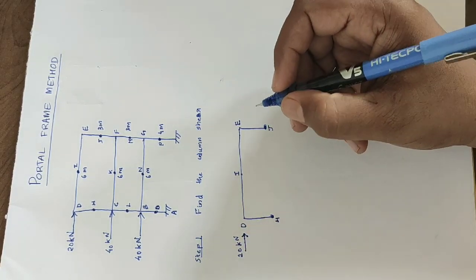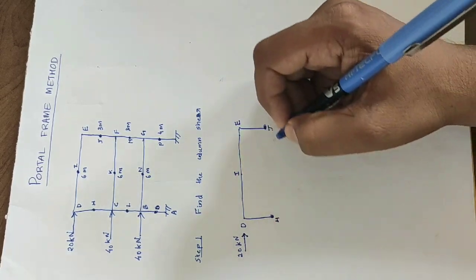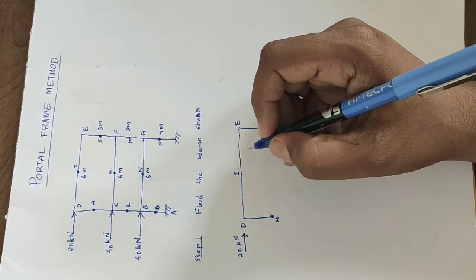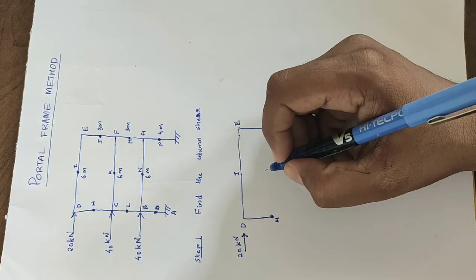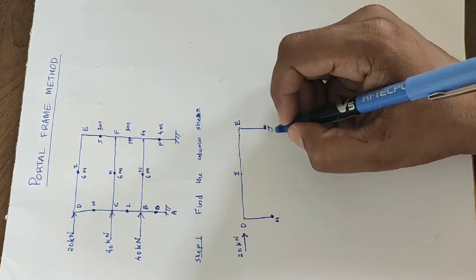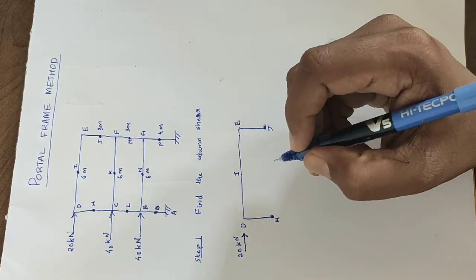Now we can find that this part, this section of the structure is going to be in equilibrium. So here sigma H is equal to 0, sigma V is equal to 0, sigma M is equal to 0 has to be satisfied for this system or this part of the structure.